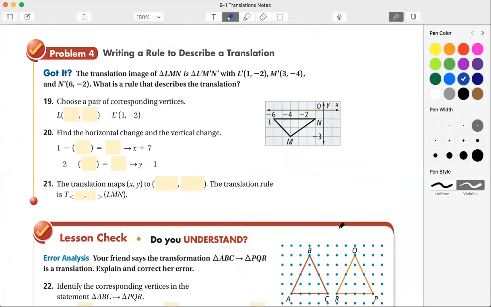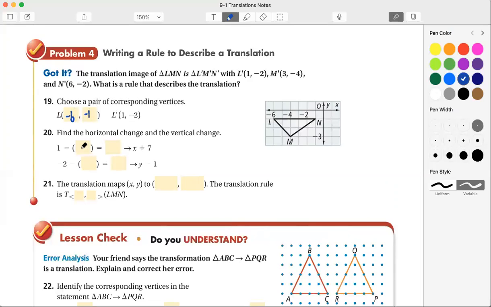All right, the translation image of triangle LMN is triangle L prime, M prime, N prime, with L prime 1, negative 2, M prime 3, negative 4, and N prime 6, negative 2. What is the rule that describes this translation? First thing we do is choose a pair of corresponding vertices. We know L is negative 6, negative 1, and we were told L prime is 1, negative 2.